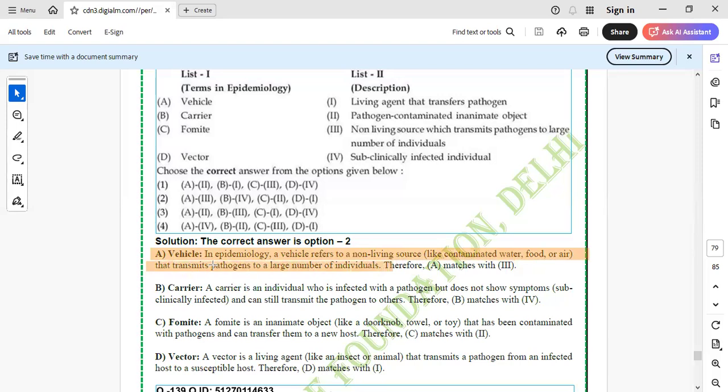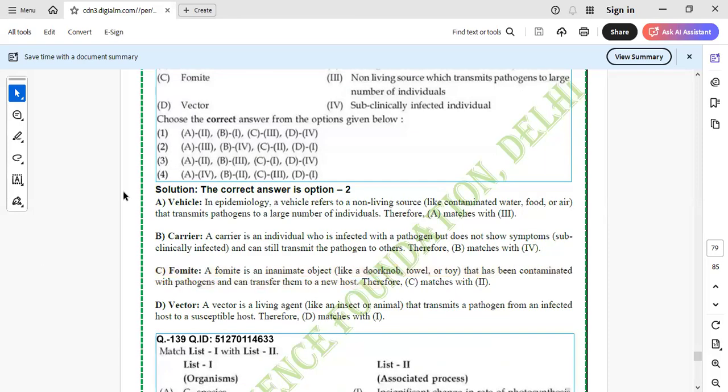Besides that, a carrier is basically an individual who is infected with a pathogen but does not show symptoms, meaning you will not know. It is called subclinically infected. Like someone's COVID test did not come positive, then they did the serum test and it came positive, right? Then we have fomite, which is an inanimate object like a doorknob, towel, or toy that has been contaminated with a pathogen and can transfer it to a new host, right? It will be inanimate, non-living. Then we have the vector. A vector is a living agent like an insect or animal that transmits a pathogen from one infected host to a susceptible host.